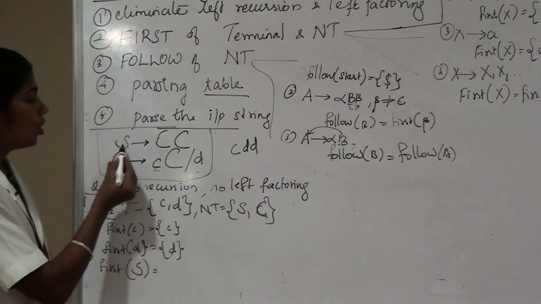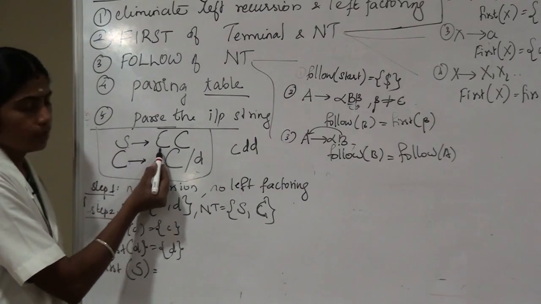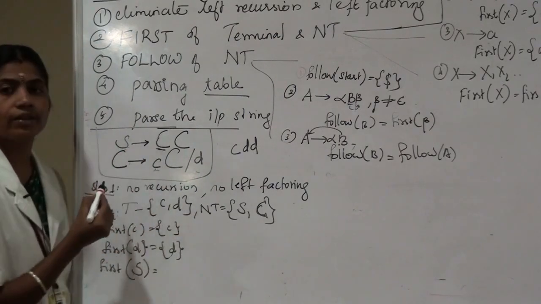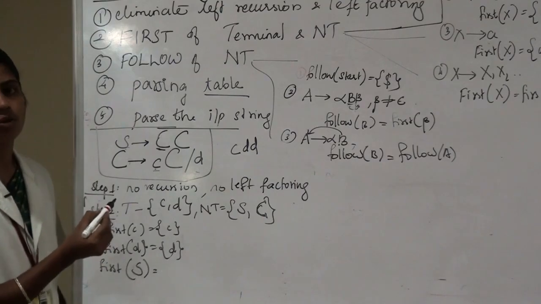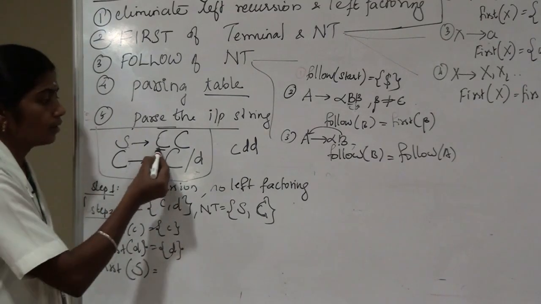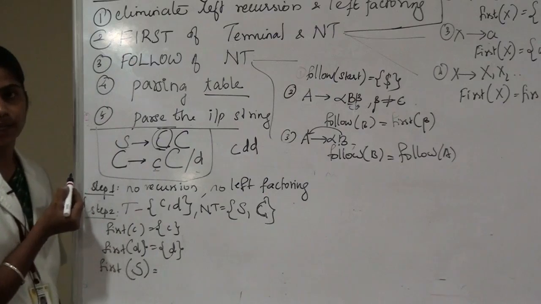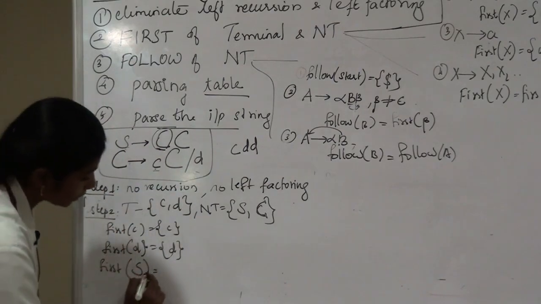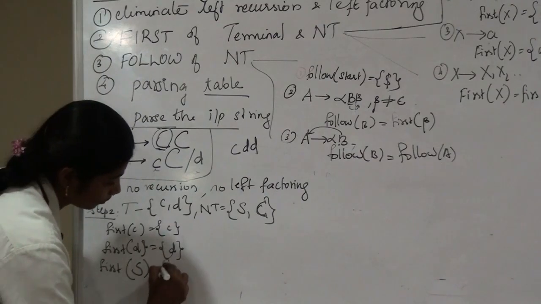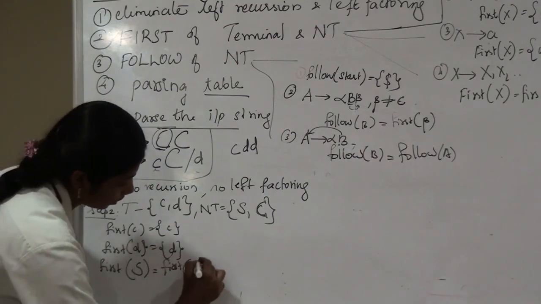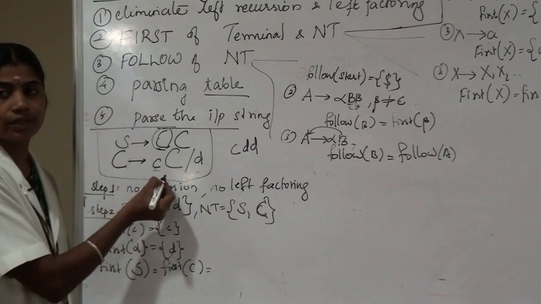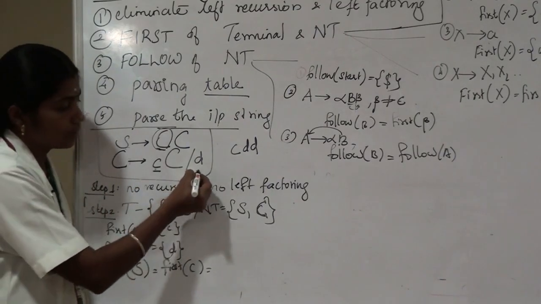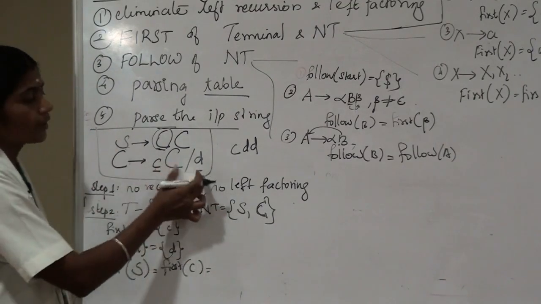Check the production. Who is in the first place of C? You are having a capital letter. So what should you do? You have to find the first of this capital letter. So you have to find first of capital C. Who is first of capital C? First of capital C is, see the first place of the capital C production, you are having small c, small d. So there are two alternative productions.